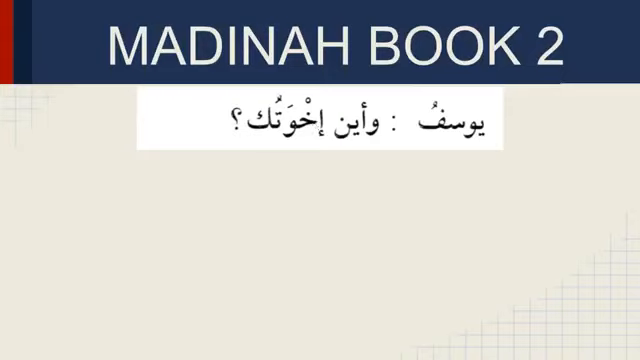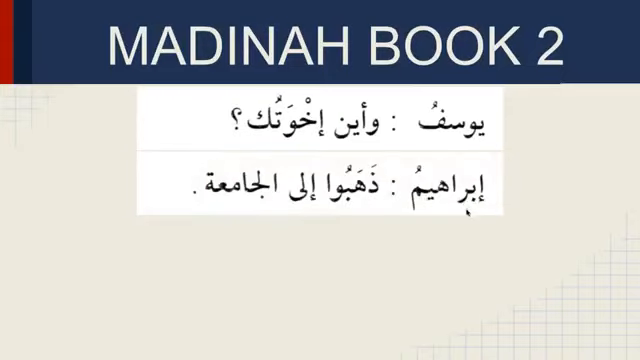So now we again have to use the proper fi'l. So Ibrahim says, dhahabu. So waw represents whom? It refers to ikhwatu. And here, dhahabu is fi'l and waw is the fa'il. So how do we say it? They went. So we say they went ilal jami'ati.